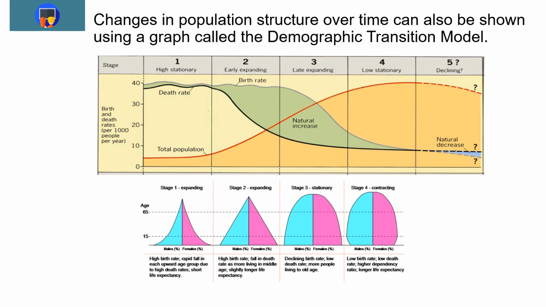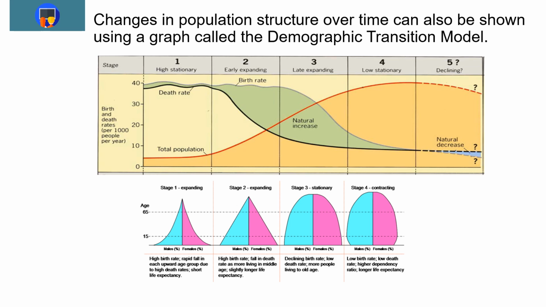In a lot of LIDCs, there is a limited access to contraception. There is also limited access to education about contraception. So in LIDCs, people often choose to have large families. Because there's often a high infant mortality rate in LIDCs, that might mean that people choose to have large families in case some of the younger children also die.